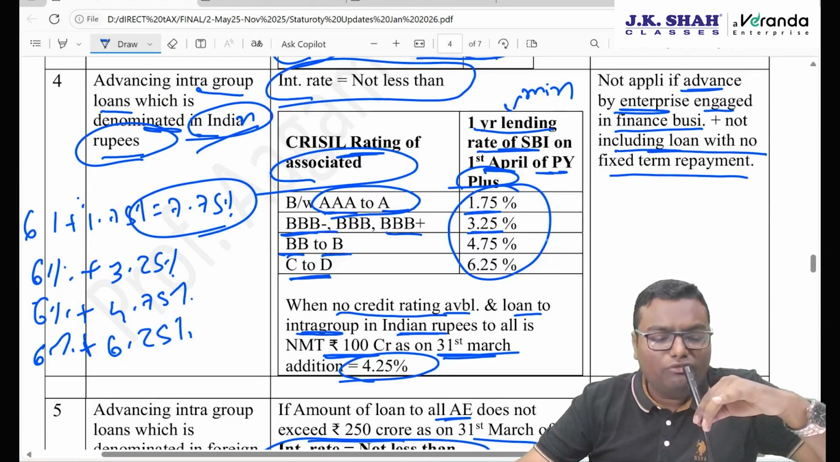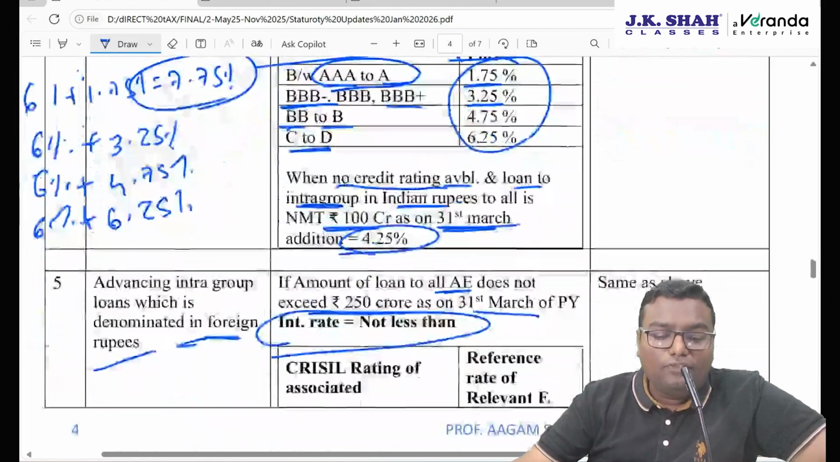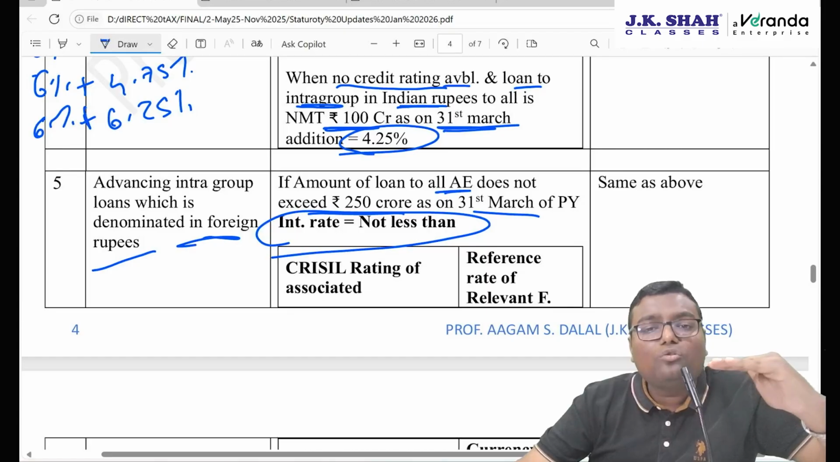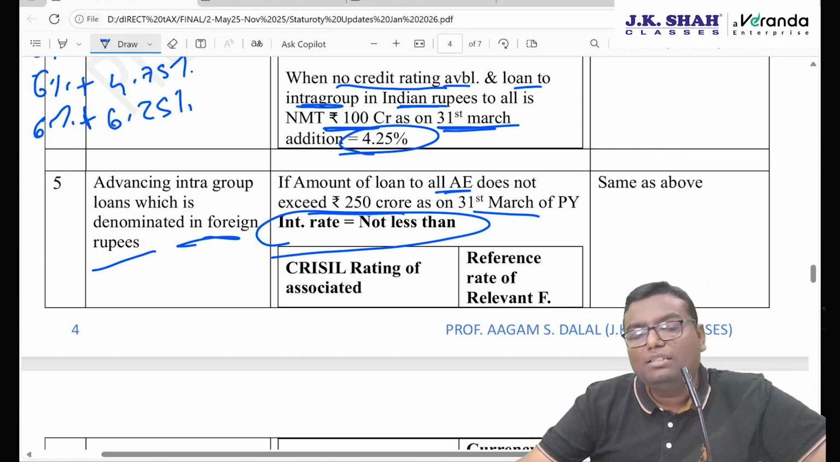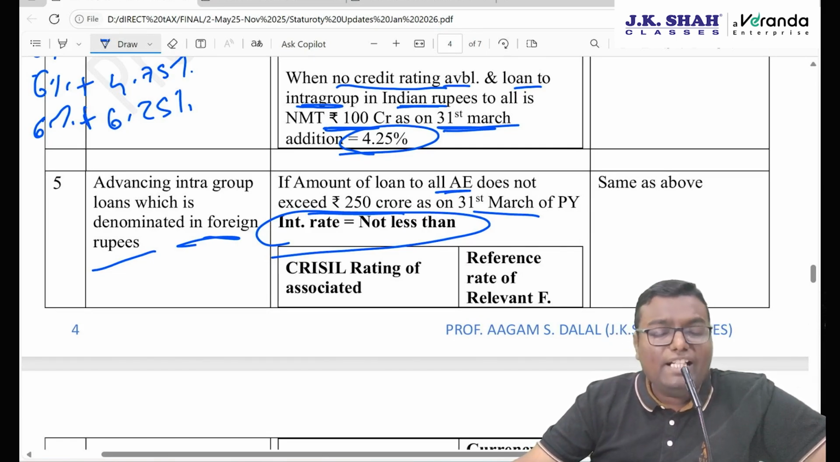The loan can be of 1000 crore also. Still the safe harbor rule is applicable. The fifth point is applicable only if that loan amount is up to 250 crore. If it is beyond 250 crore, the safe harbor rule is not applicable. Now, if the loan amount on 31st March of the previous year is up to 250 crore, and the loan is in foreign denomination, then what is the minimum interest that you should charge?